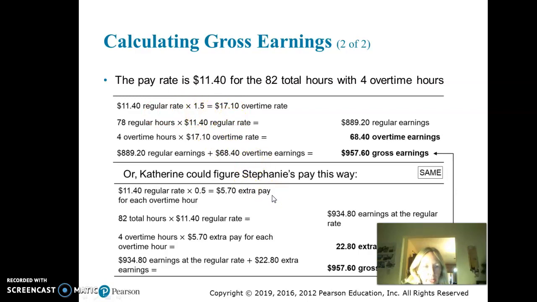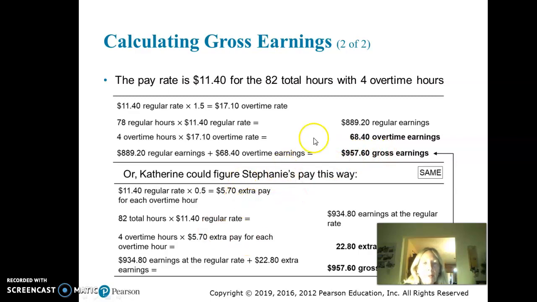So usually I do it this way, the top way here. If $11.40 is your regular hourly rate, times time and a half would be $17.10 per hour, which is your overtime rate. So that person would have earned 4 hours of overtime times $17.10. Their overtime pay is $68.40. And then the regular hours, they would have had 78 regular hours at $11.40, so $889.20 for regular earnings. Add those two together, and that is the gross earnings.